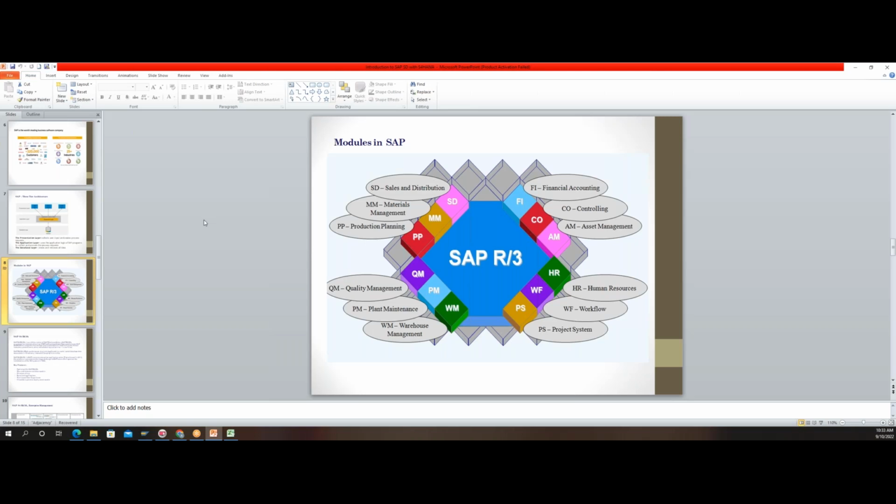All right, so now let's understand what we have. We have FICOAM, which is related to finance: financial accounting, controlling, and asset management. Then we have HR, human resources, workflow, project systems, warehouse management, plant maintenance, quality inspection, production planning, materials management, sales and distribution.